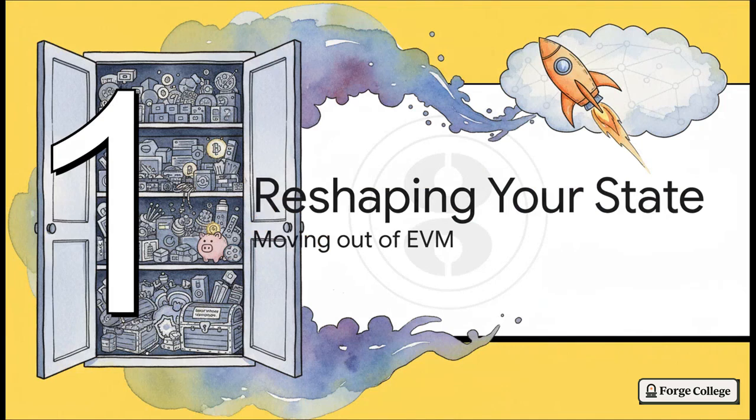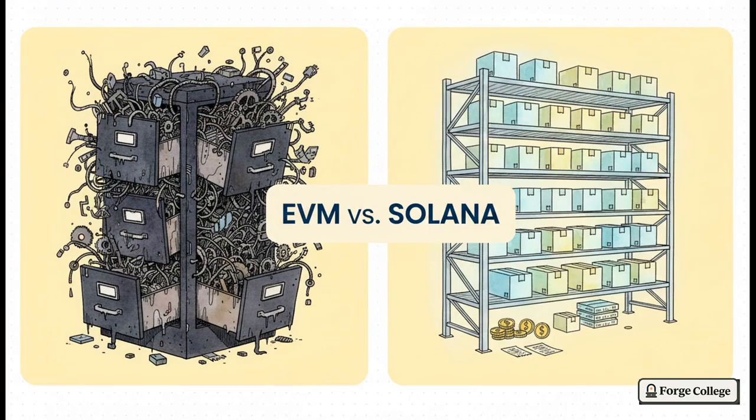Okay, let's dive into Phase 1, reshaping your state, or as I like to call it, moving out of the EVM closet. Let's just face it, on Ethereum, we all have a little bit of a hoarding problem. Variables just live quietly and implicitly inside one single massive contract. It's dynamic, it grows endlessly, and honestly, it's a bit of a black box.